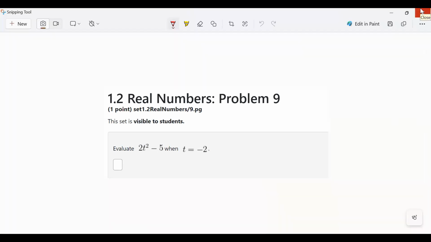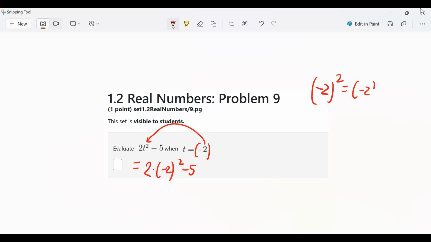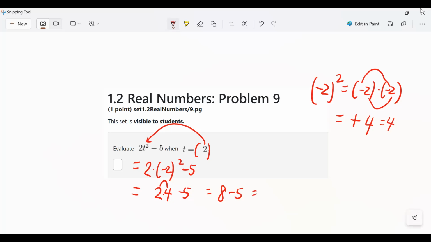All right, let's go over the solution here. So first of all, replace t with -2. And then because it's negative, you're going to put in the parentheses. 2 times -2 squared minus 5. And -2 squared, you're going to write it as -2 times -2. 2 negative signs turn into positive. 2 times 2 is 4. So it's 2 times 4. Now multiplying first, 8 minus 5. The result is 3.